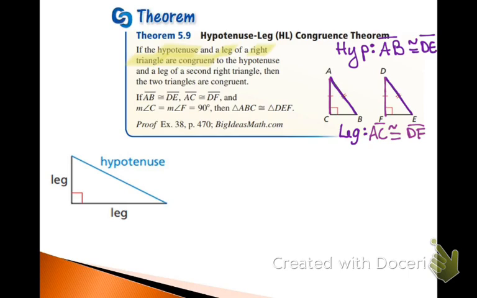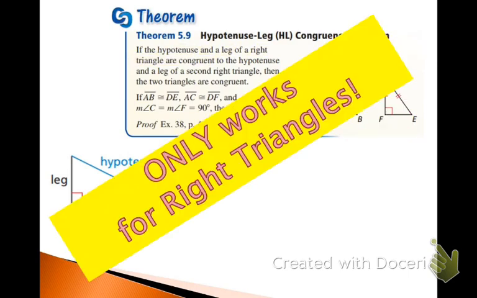And then you're going to see a box that says only works for blank. Only works for right triangles. No other triangle has a hypotenuse, so why would hypotenuse leg be a reason to prove that two triangles are congruent if there's no hypotenuse? So you need a hypotenuse, you need a right triangle, so this only works for right triangles. Again, that goes in that top left box on this section of notes.